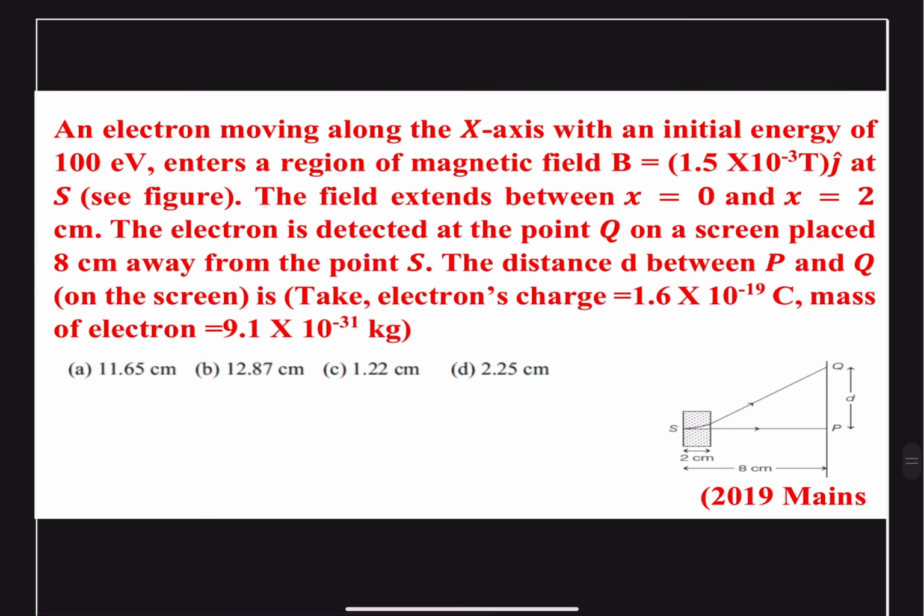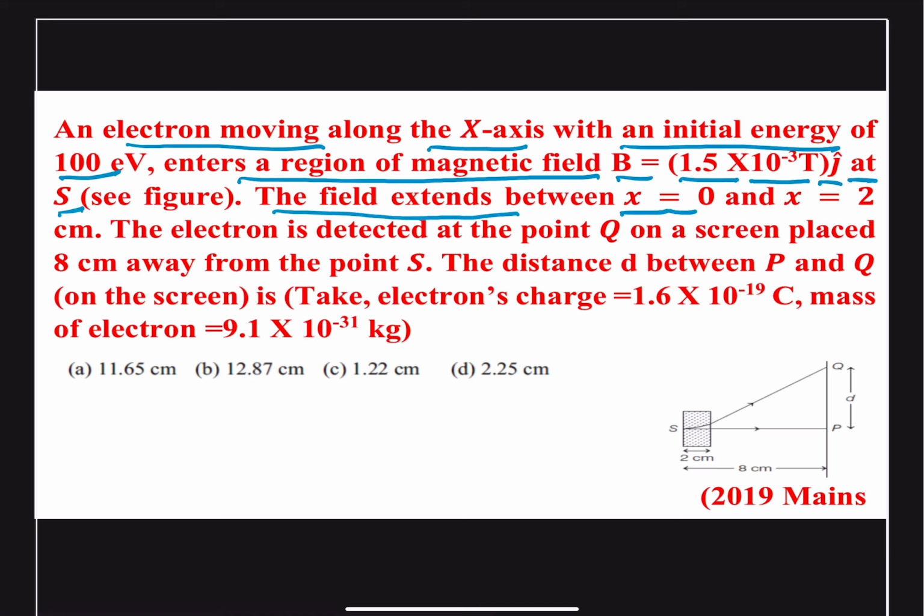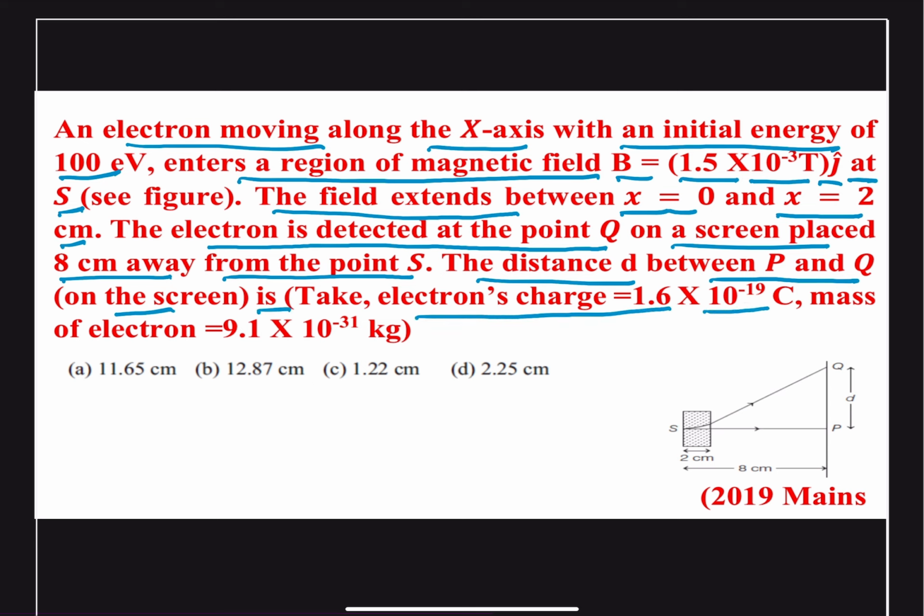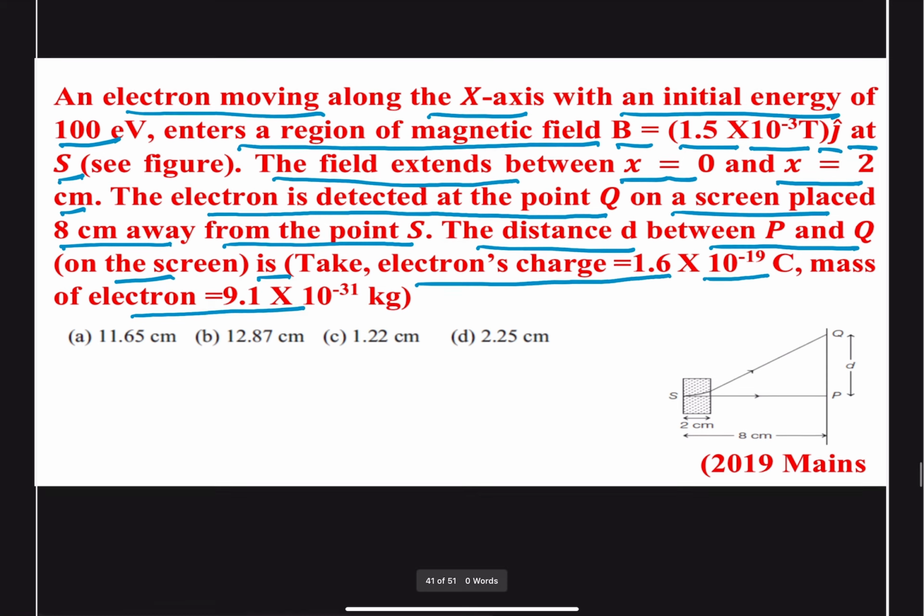and it states that an electron moving along x-axis with an initial energy of 100 electron volt enters a region of magnetic field B equal to 1.5 times 10 to the power minus 3 Tesla in the j unit vector at S. The field extends between x equal to 0 and x equal to 2 centimeter. The electron is detected at point Q on the screen, placed 8 centimeter away from the point S. The distance d between P and Q on the screen is, take electron charge of 1.6 times 10 to the minus 19 and mass as 9.1 times 10 to the power minus 31 kg.